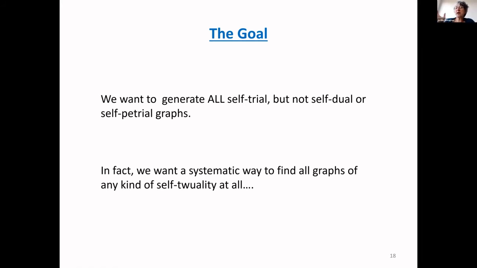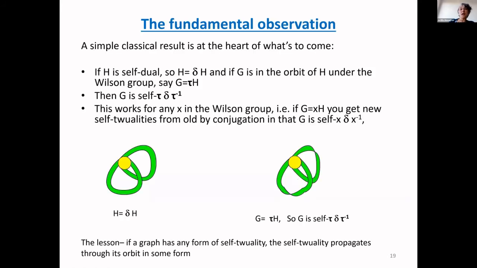Maybe you want a systematic way to find all graphs of any specified kind of self-twuality. Right? Because I'm just a little bit greedy. So that's what we were looking to do. We wanted a systematic way to find these. So here's a fundamental observation. This is a very simple classical result, but it's at the heart of what makes the much more complicated algebra later on work.